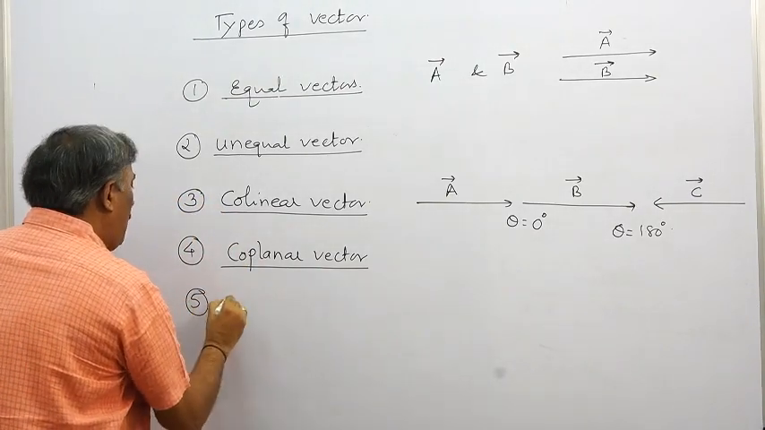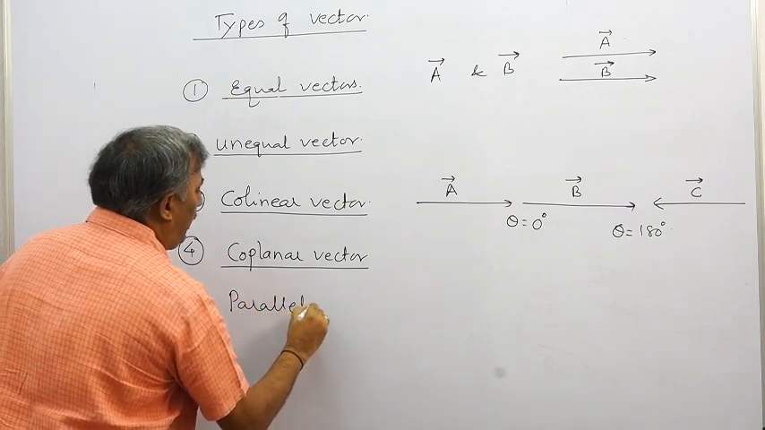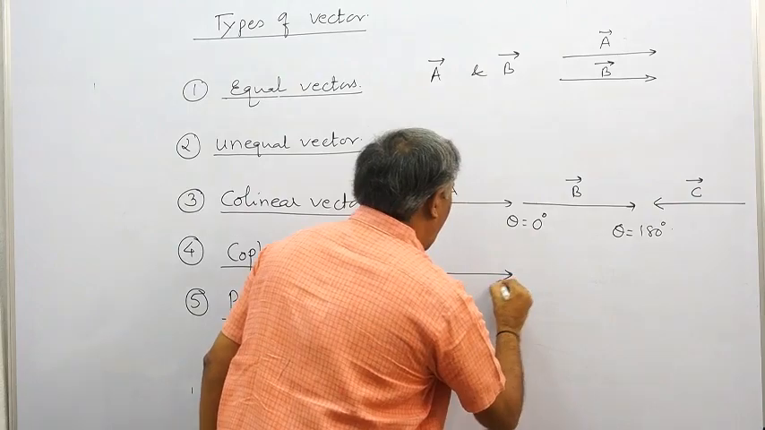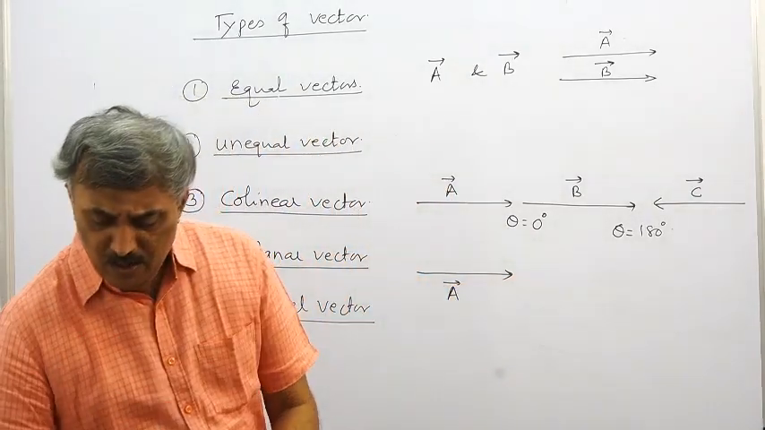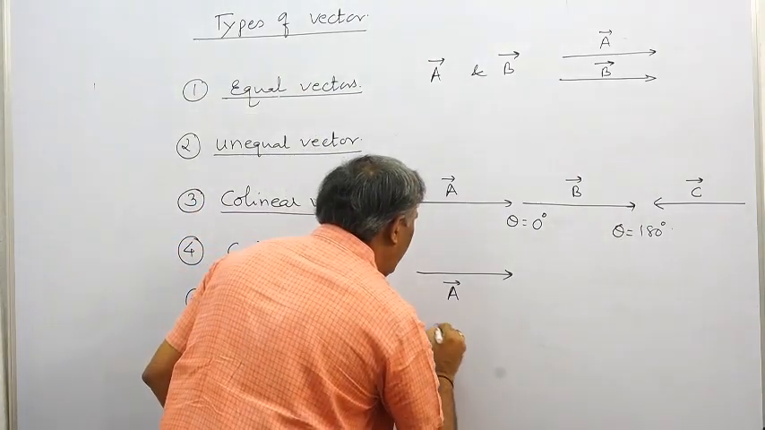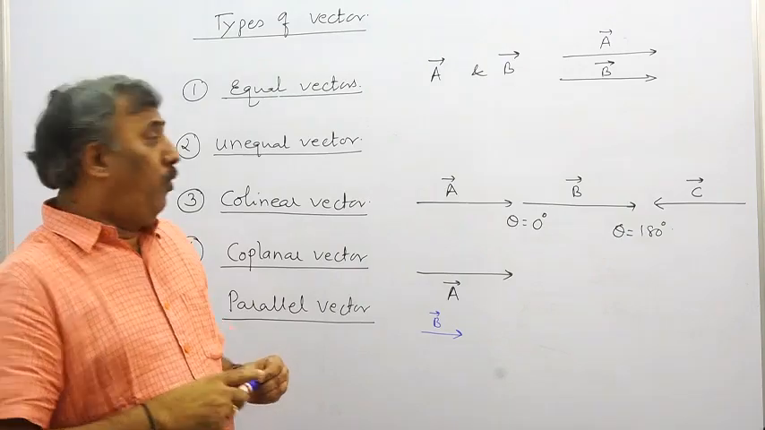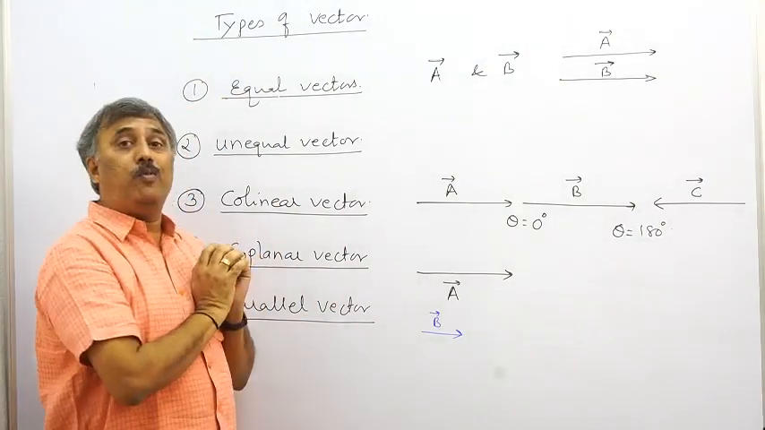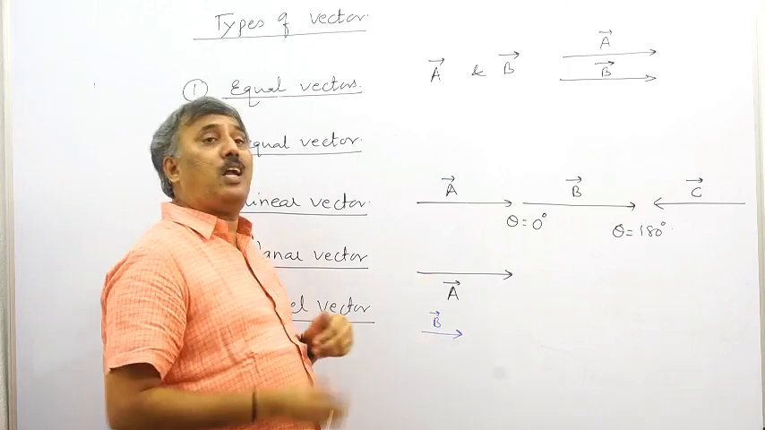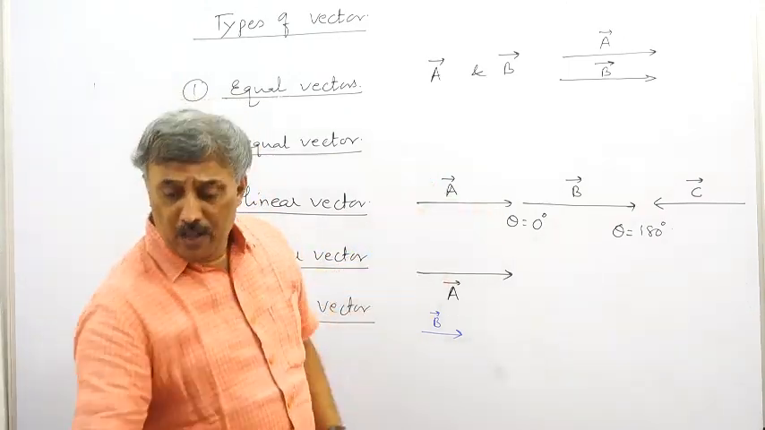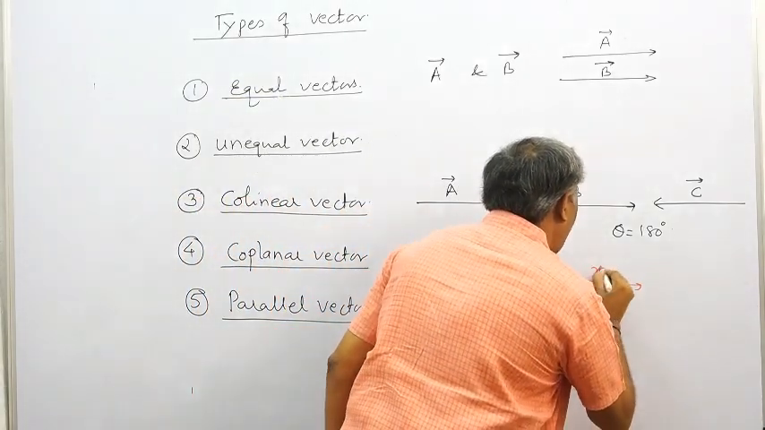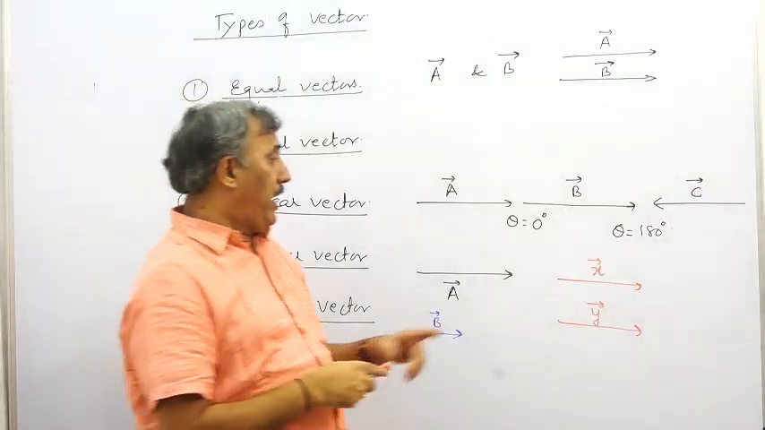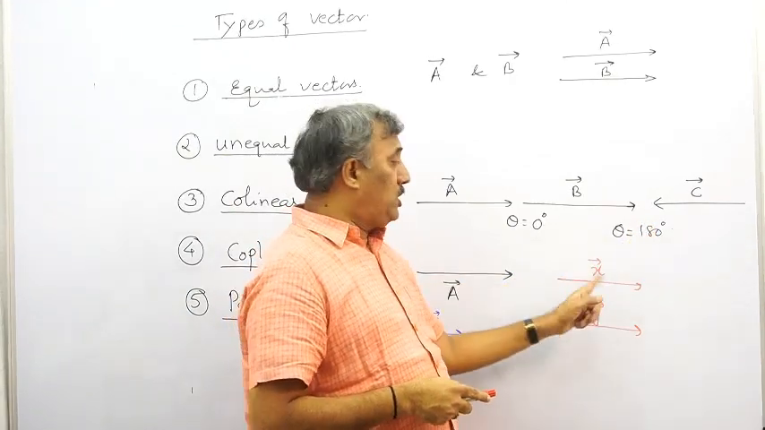Then the fifth one is parallel vector. Interesting. Okay, now suppose I have vector A. This is vector A, and I draw a vector B. Now vector A and vector B are parallel vectors. They are not equal vectors because their magnitudes are different. But they are parallel. Now similarly, vector x and vector y, these are also parallel vectors. Their magnitude is the same, direction is also the same. So that's why they are parallel.